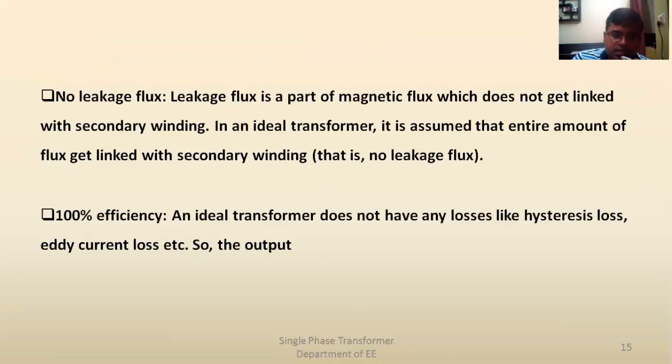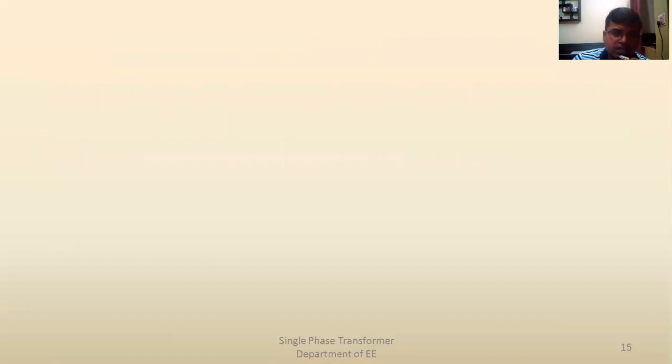And the last is 100% efficiency. An ideal transformer does not have any losses like hysteresis loss, eddy current loss, or copper loss, etc. So the output is maximum, and so efficiency is 100%.